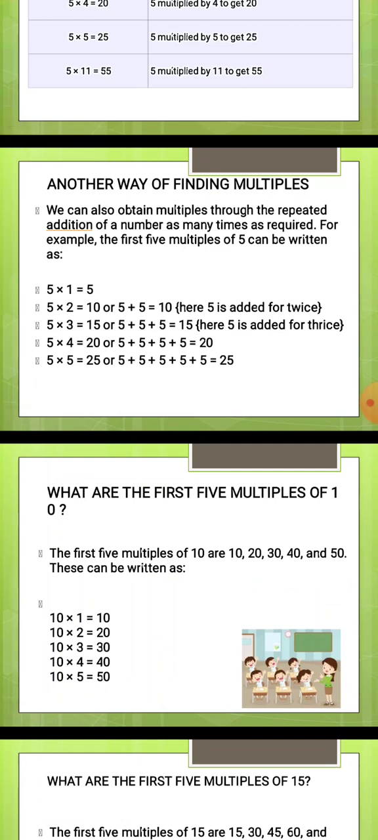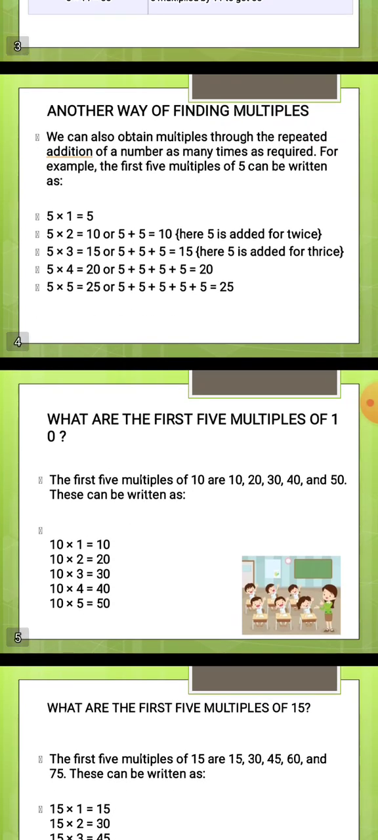5 into 4 is equal to 20. So we can say here 5 plus 5 plus 5 plus 5 is equal to 20. How many times do we have to add 5? We have to add 5 four times and the result is 20. So either multiply 5 with 4, the result is 20, or add 5 four times and the result is 20. In both cases, we get 20 as the multiple of 5.